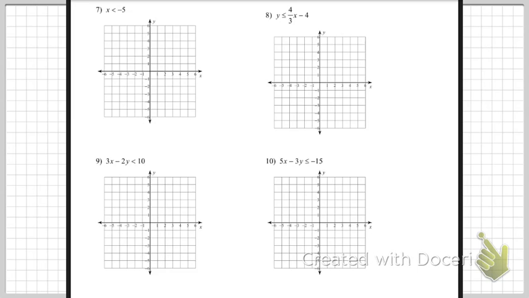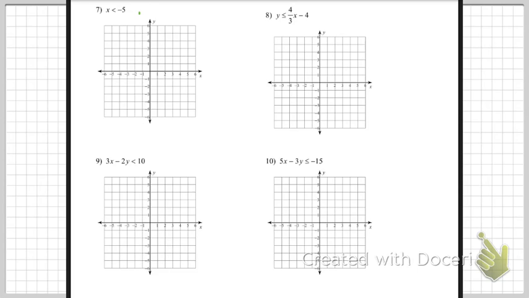Alright, I'm going to go over number 7. Also a constant here. Let me pull up the correct pen. Now, this is x is less than or equal to negative 5. There is no y in this equation, so I won't have a y-intercept. I will have an x-intercept. My x-intercept is negative 5.